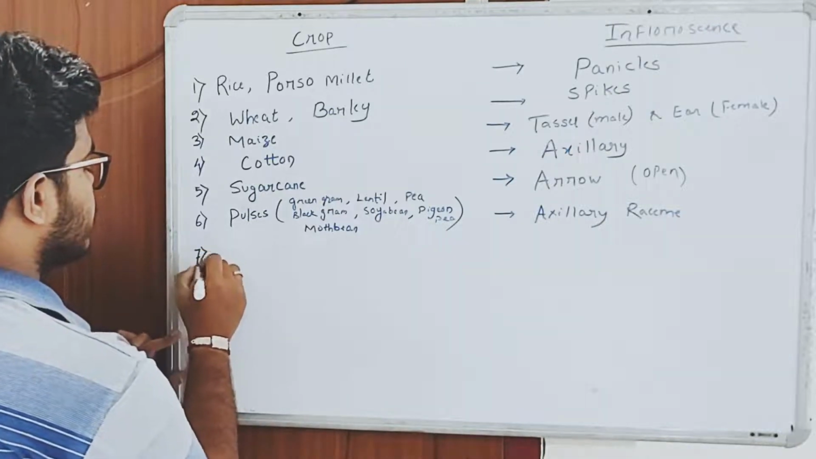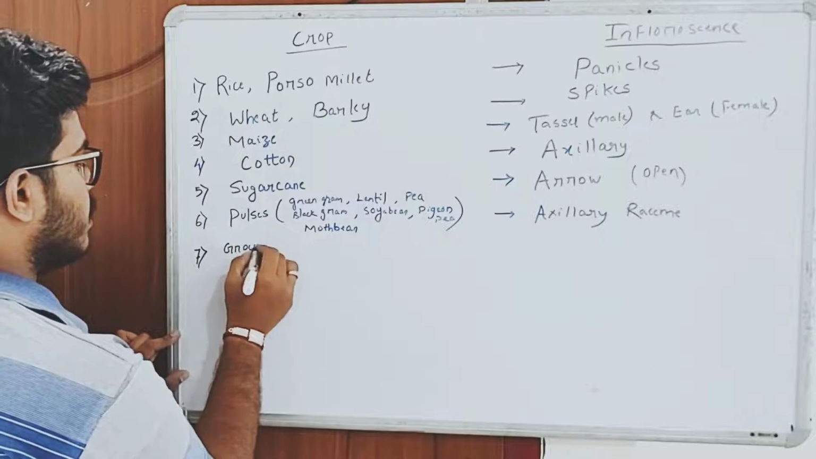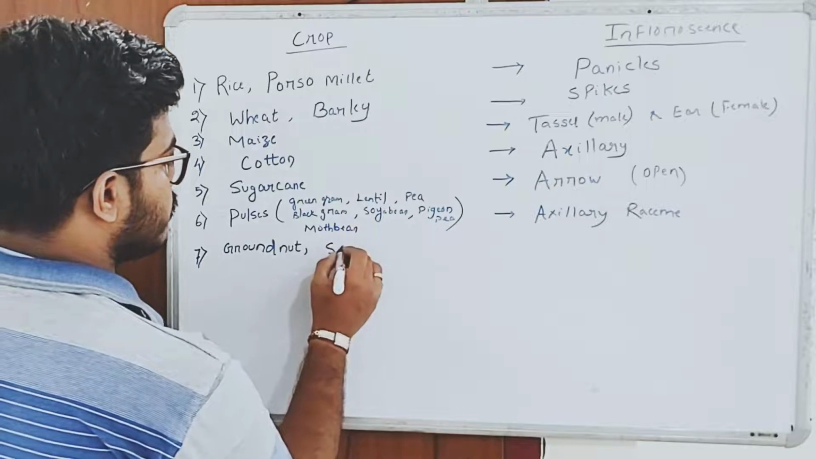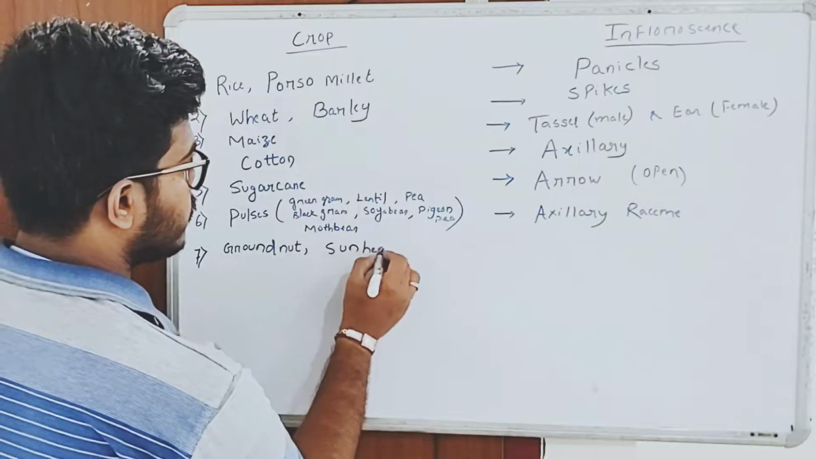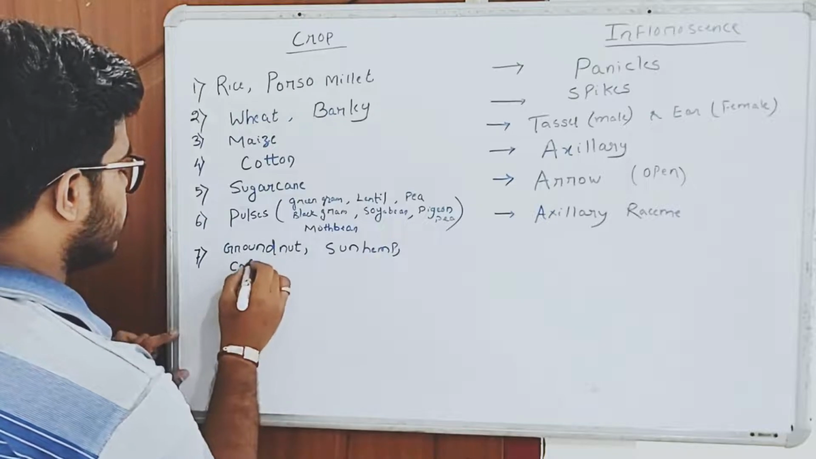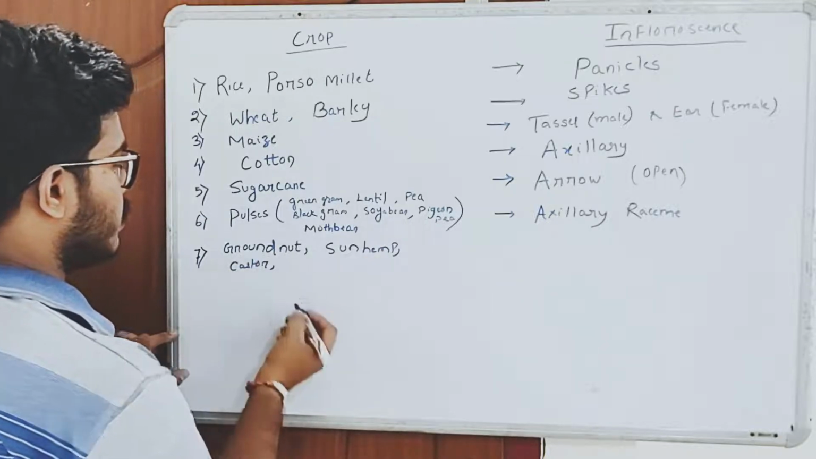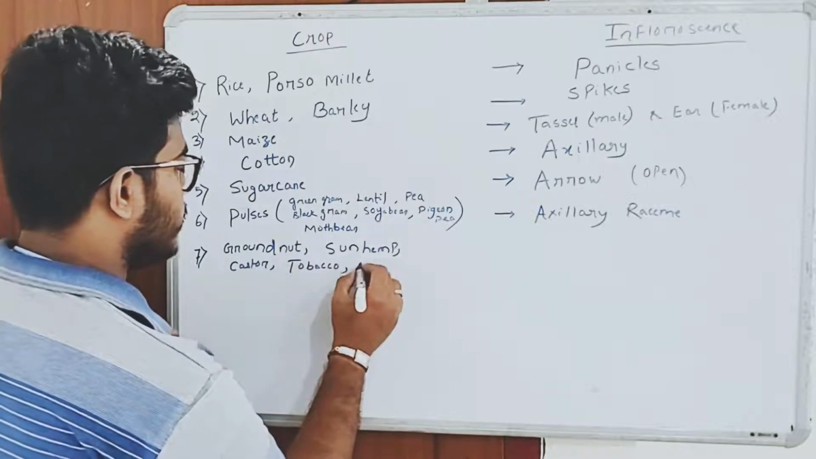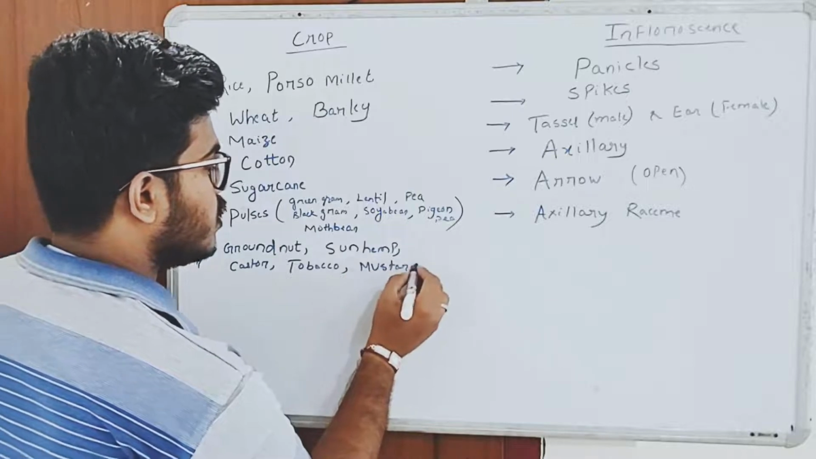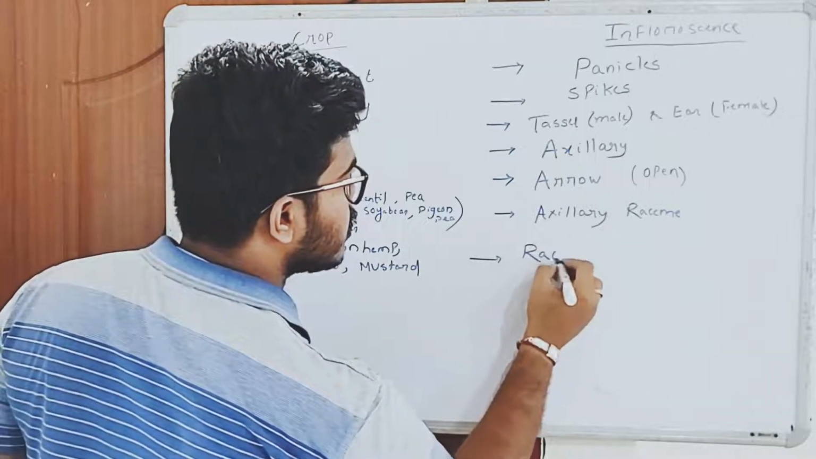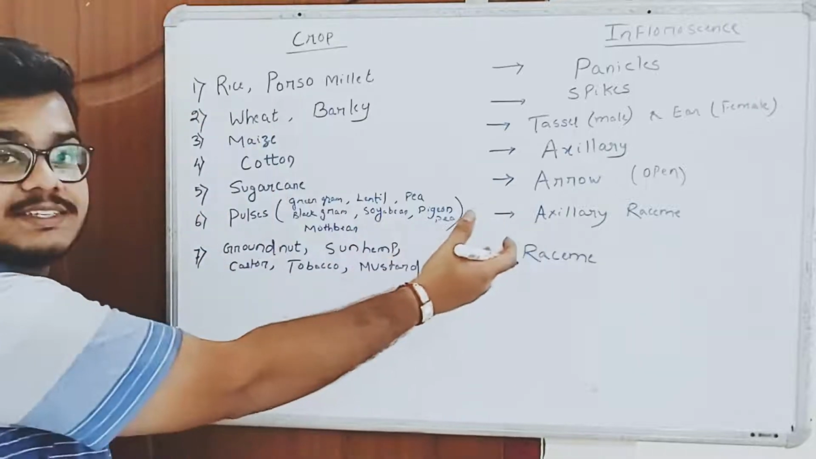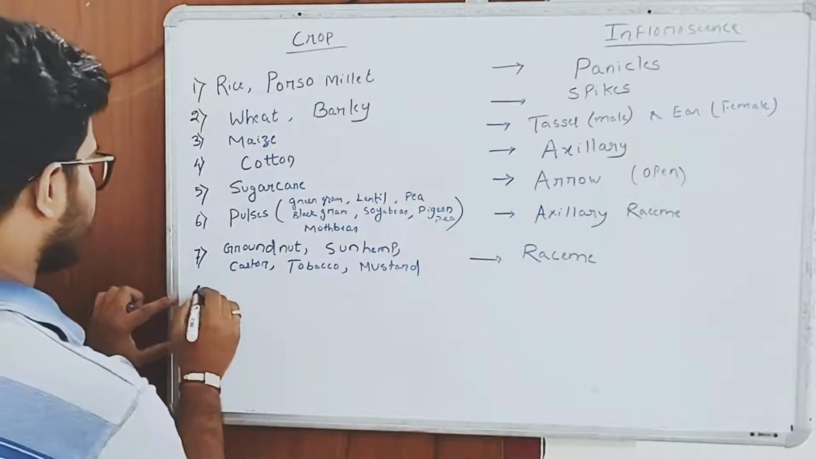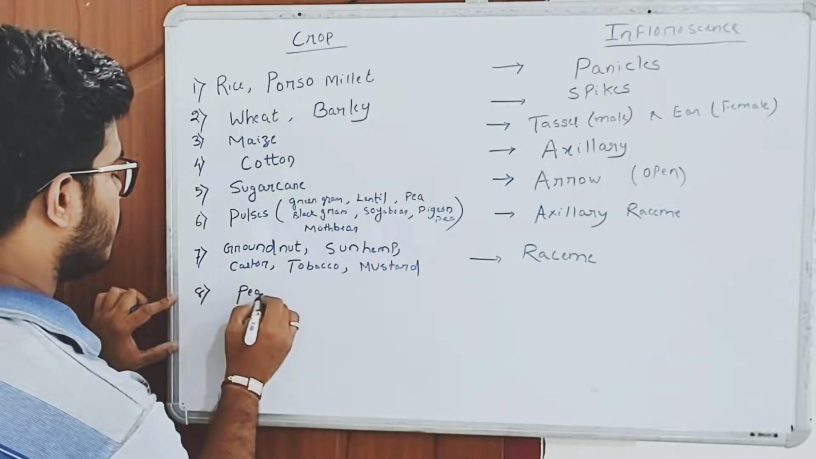Now coming to the next: if it is groundnut, sunhemp, castor, tobacco, or mustard, it is called raceme. For pulses we call it axillary raceme, and for groundnut, sunhemp, castor, tobacco, mustard we call it raceme. Next, coming to pearl millet, we call it ear.